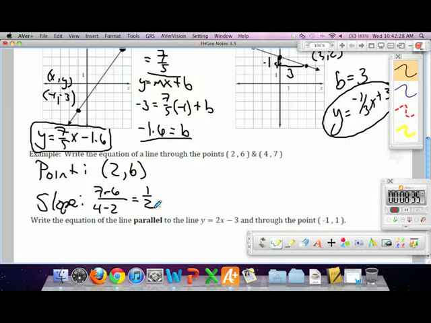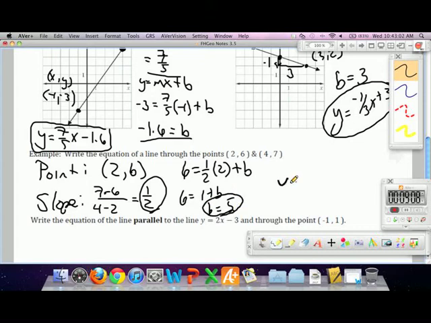Use the point-slope form, or use the slope-intercept form. y is equal to mx plus b: y for y, x for x, slope for slope. 6 equals 1/2 times 2 plus b. 1/2 times 2 is 1. b is therefore 5. Slope, y-intercept: y equals 1/2 of x plus 5.